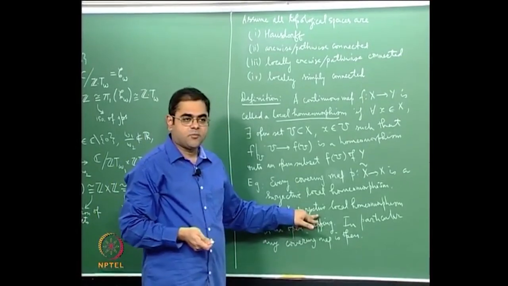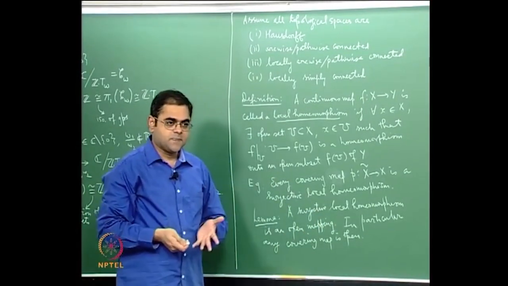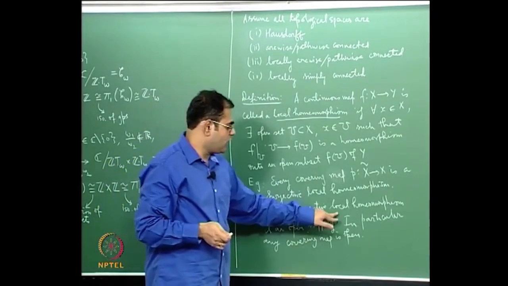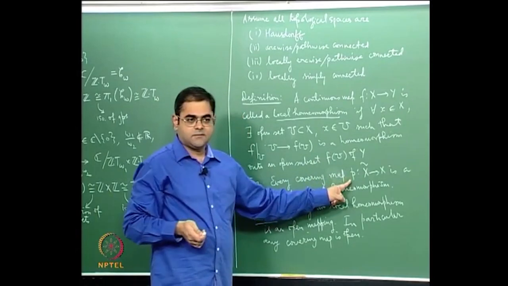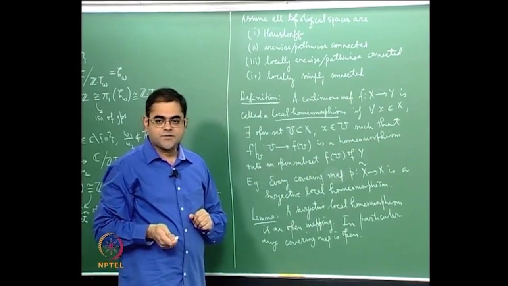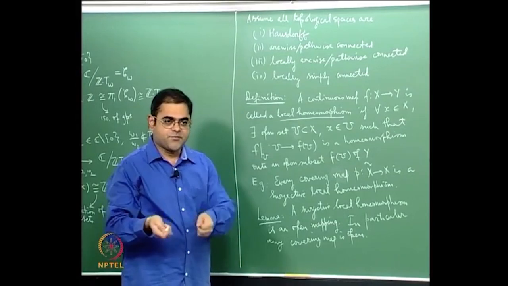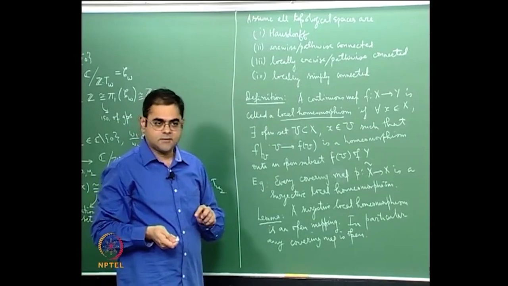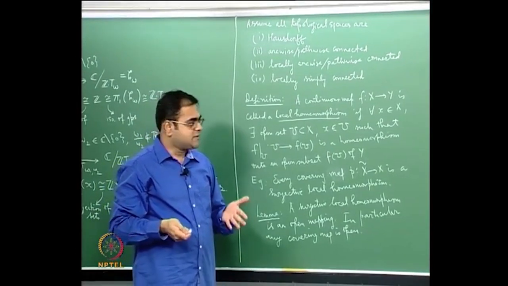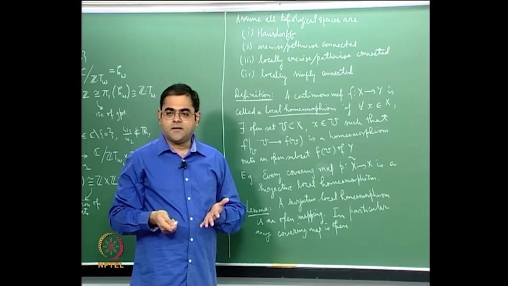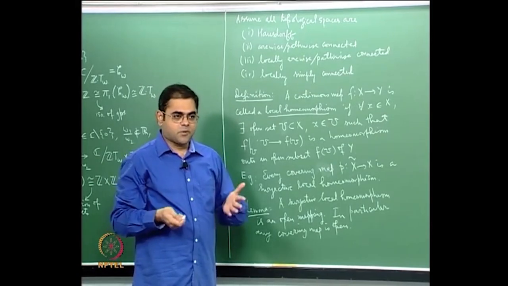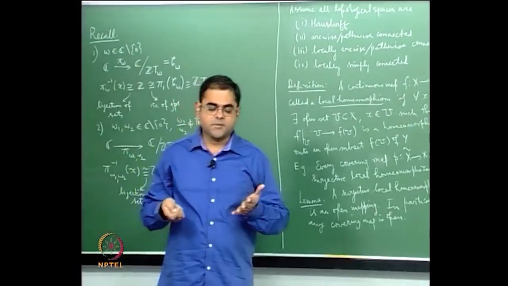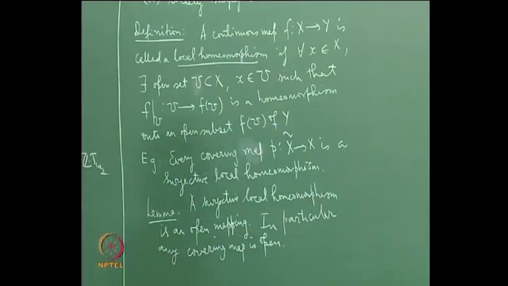What more conditions do I have to put on a surjective local homeomorphism so that it becomes a covering map? The surjective local homeomorphism is a weaker condition than a covering map. So my question is, can you put some more conditions on this so that you can get back the covering property, the property of a covering map? This is where the lifting property, the unique lifting property of maps, comes into the picture. Okay, so I'll explain what that is.